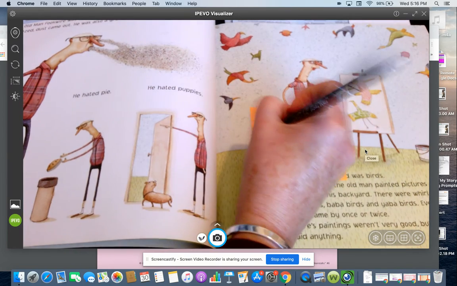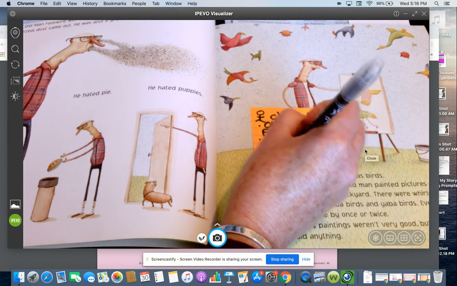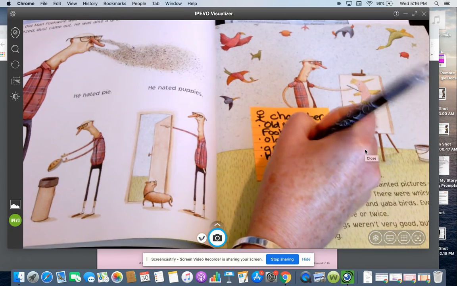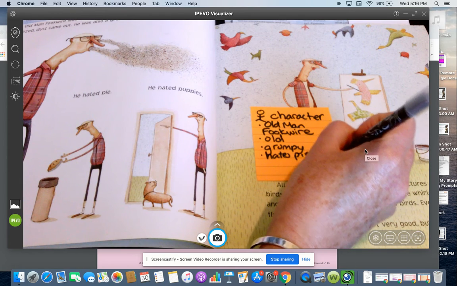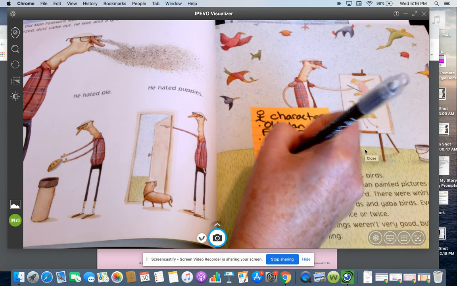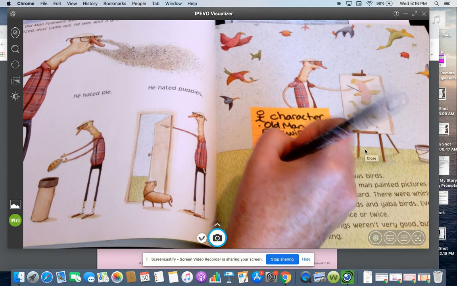I know that he's really old. I know he's grumpy. They told me he's grumpy. I know he hates pie, puppies. Okay. I know that he likes birds and he likes painting.